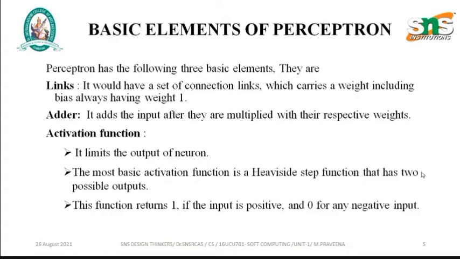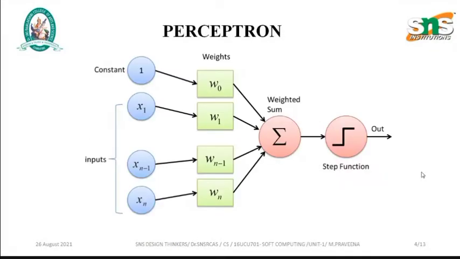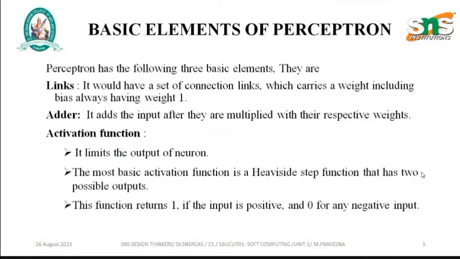Next one is the adder. Adder is nothing but the summation part. It adds the inputs after they are multiplied with the respective weights. As we have seen in the figure, we have to multiply each input with its weight, x1 into w1, and then add it to the other inputs. The example is x1 w1 plus xn minus 1 into wn minus 1 plus xn into wn. That is the answer for this weighted sum.